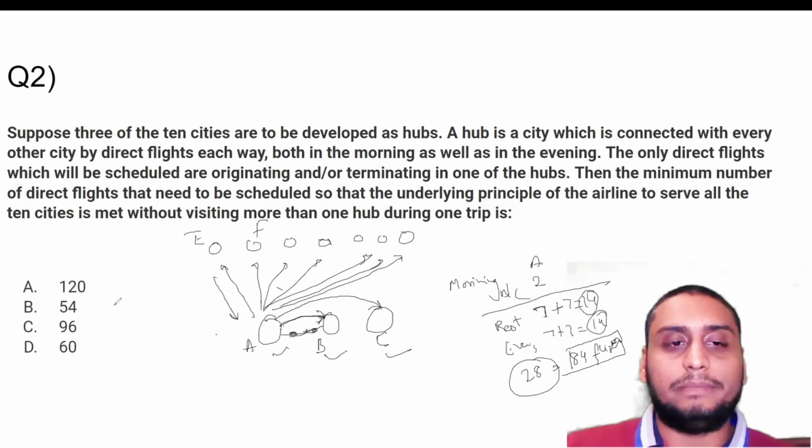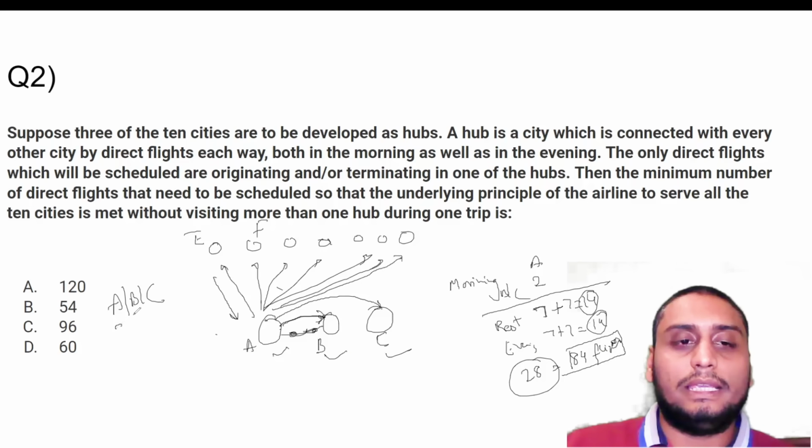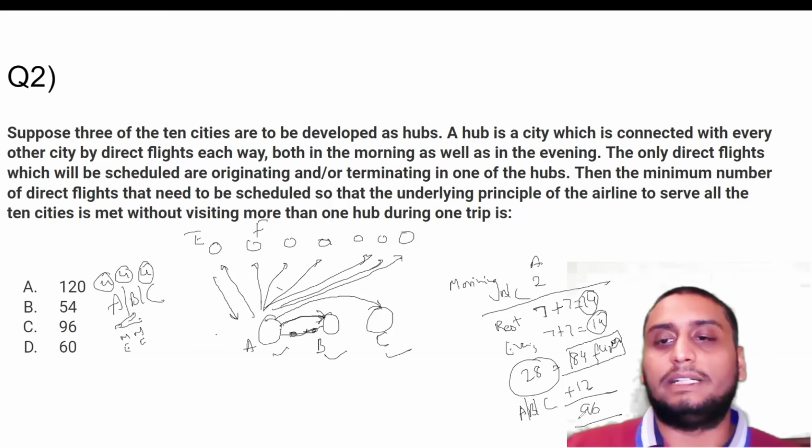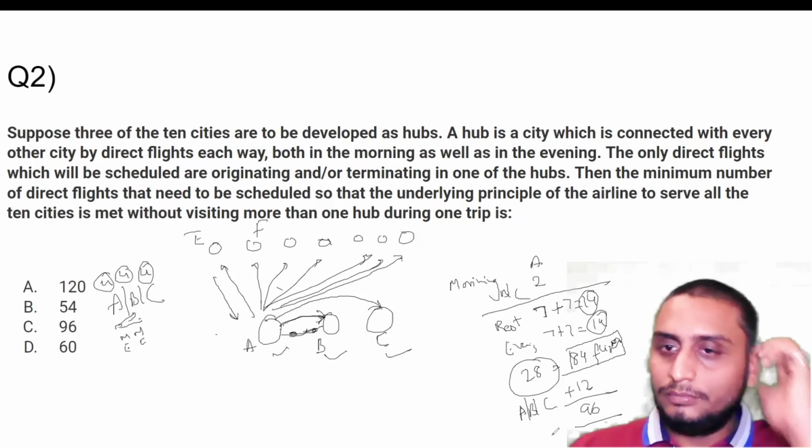Now, among A, B, C themselves, how many flights can there be? Morning and evening they can be connected, with direct flights between them. A will leave to B morning and evening. A will leave to C morning and evening. So each pair has four flights to each other. So these are 12 flights within A, B, C. So this will give you a total of 96 flights. I hope it is clear.